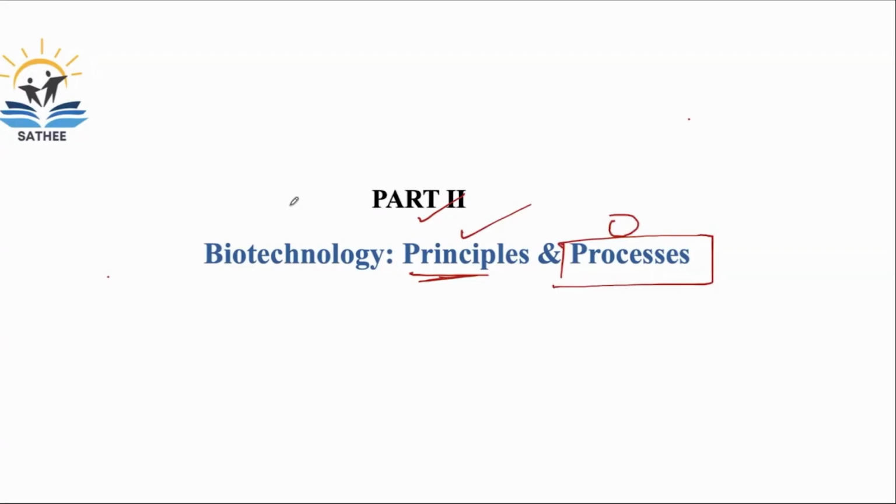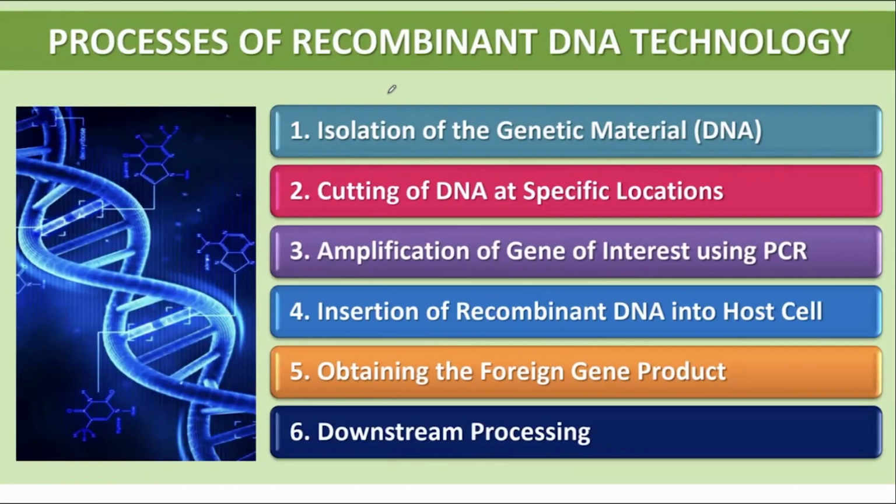What are the processes of biotechnology? The process of recombinant biotechnology. First is isolation of genetic material. Right. First is the isolation of genetic material.